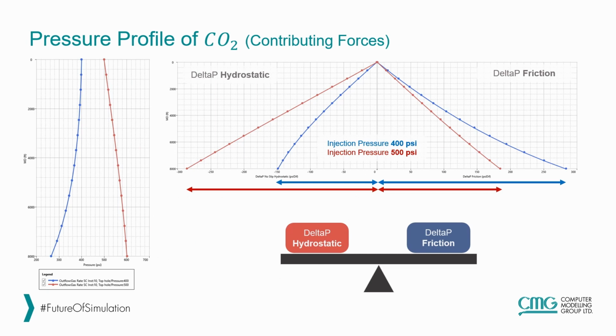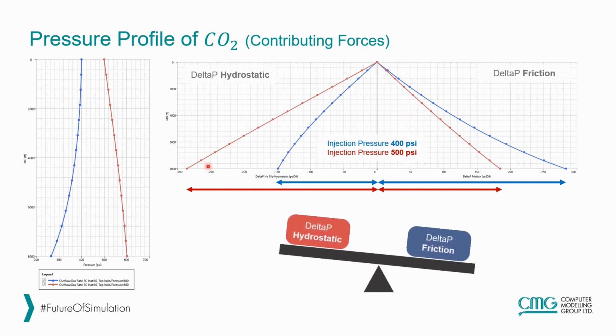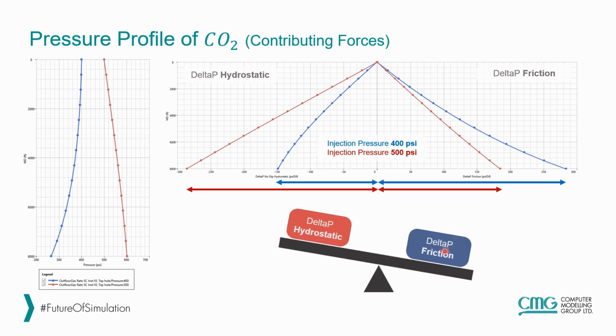Now let's pick two pressure profiles. One that is normal, the red one, in which the bottom hole pressure is more than the injection pressure, and the blue one that is reversed. By plotting the components of these pressure profiles, we see that for the reversed trend, the friction component is dominant.